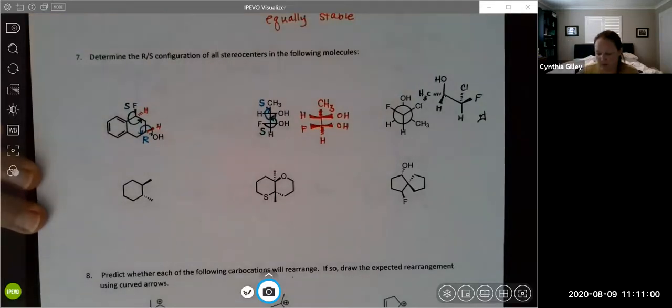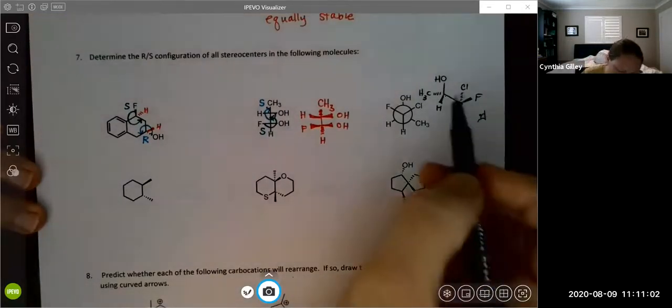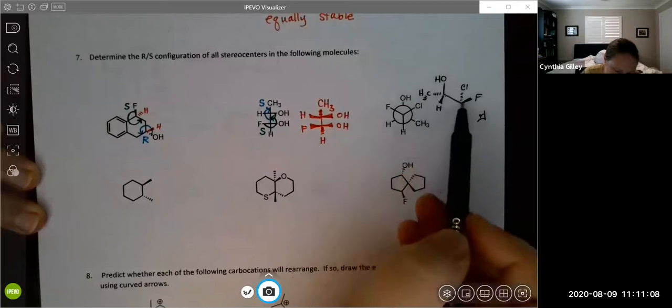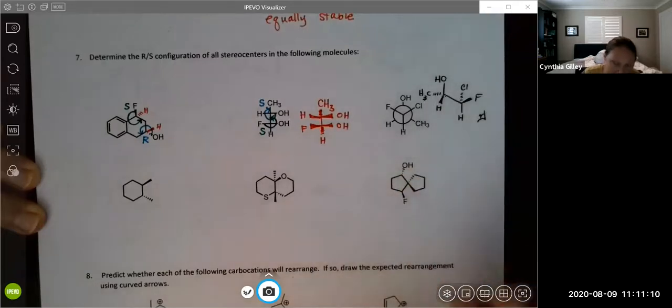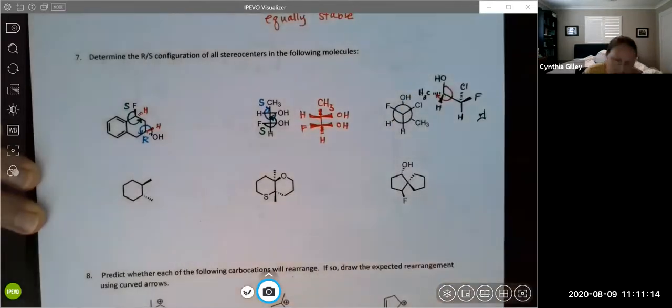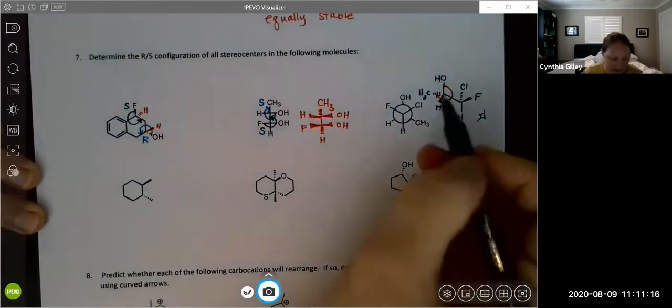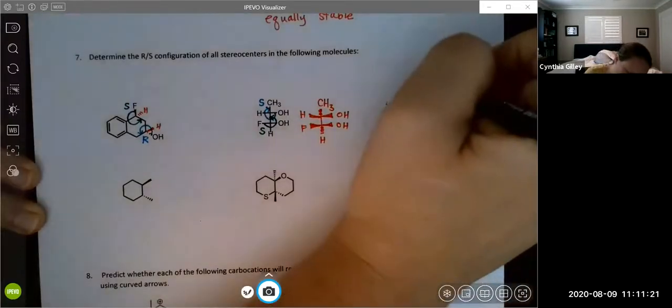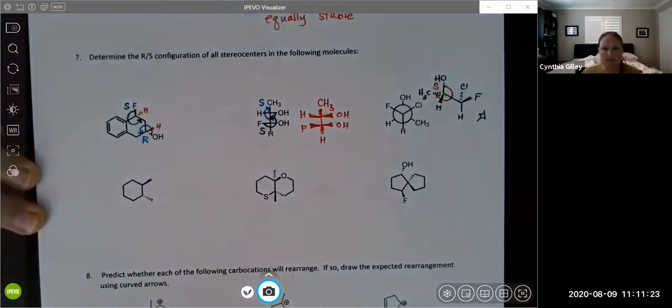Okay, so for the top one here, we're going to determine the priority group. So it's looking like OH first, this carbon next, that carbon last, right? So sort of 1 to 2 to 3. It looks like clockwise, but the hydrogen is coming out at us. So we actually know it's going to be counterclockwise and S.